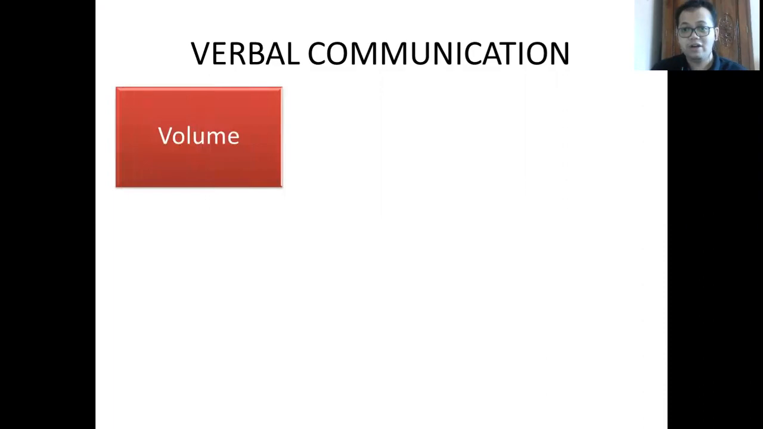Number one is volume. So volume is the way we produce our voice. So make sure that the volume that we have can be heard by all of the audience inside that room. So we should not shout, neither should we whisper, right? Make sure that the voice that we produce, the volume that we have, could be heard by all of the people inside the room. That's the great volume as a speaker.